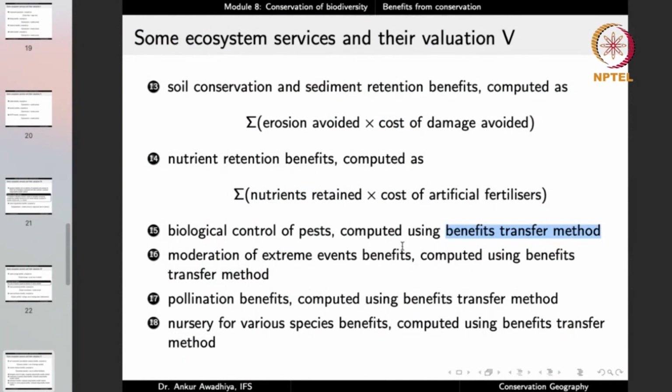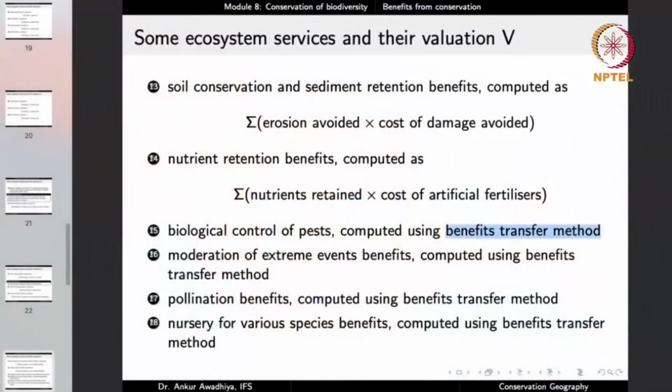Similarly, we can use the benefits transfer method for computation of things like moderation of extreme events, or pollination benefits, or the benefits because the forests are also acting as a nursery for various species, especially those species that are rare and endangered. So probably sometime in the future we may require these rare and endangered species, say for their medicinal purposes. So what is the benefit that the forests are providing just by acting as a nursery for these plants? That can also be computed using the benefits transfer method.